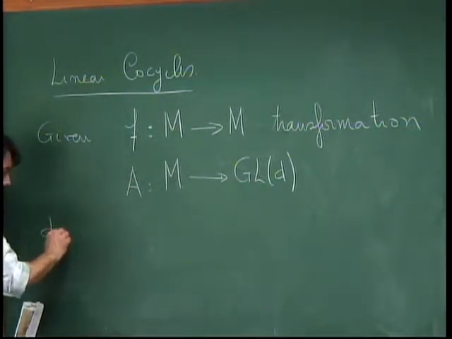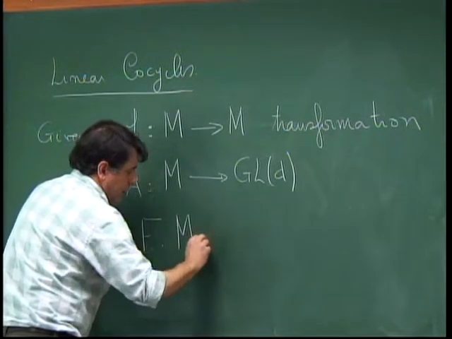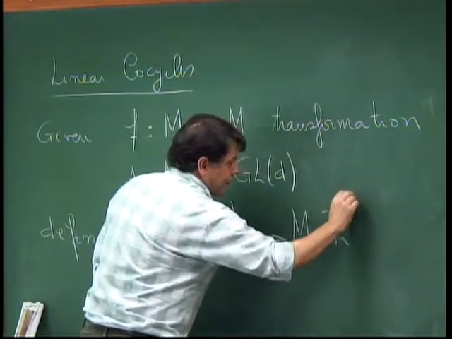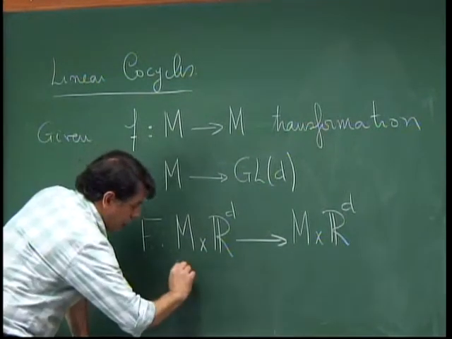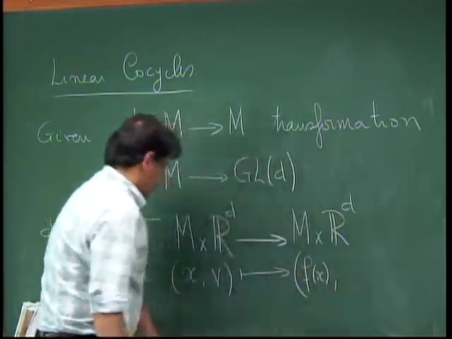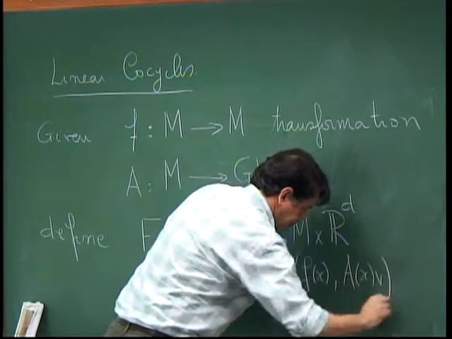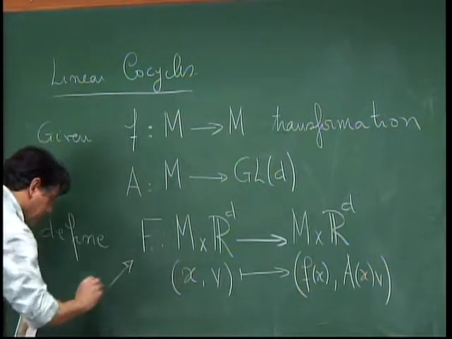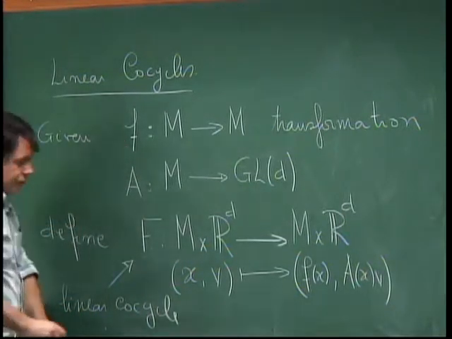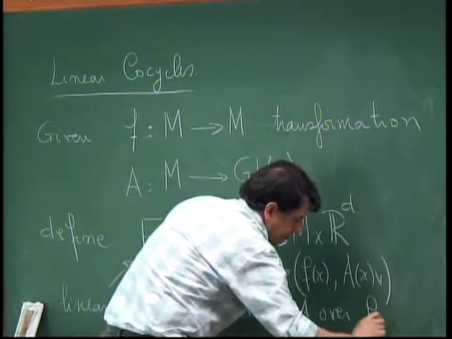And then, given these two data, we define a new transformation, capital F, in the product space that acts as a skew product. So we just use f in the first coordinate, and in the second coordinate we use A. And this is the linear cocycle defined by A over f.